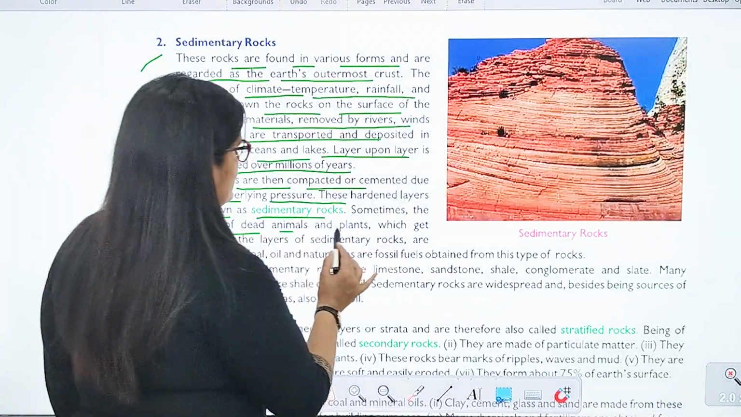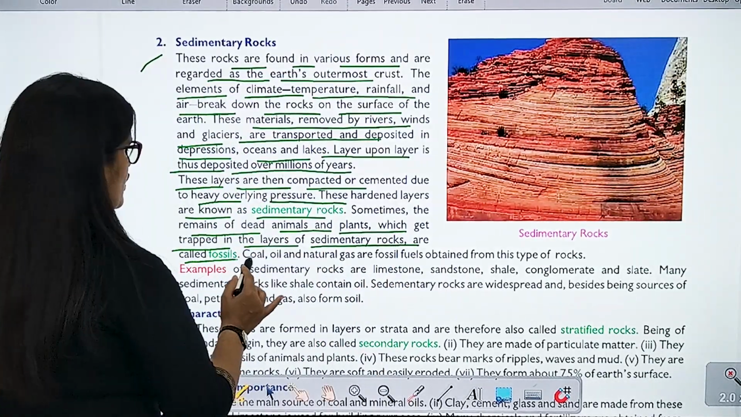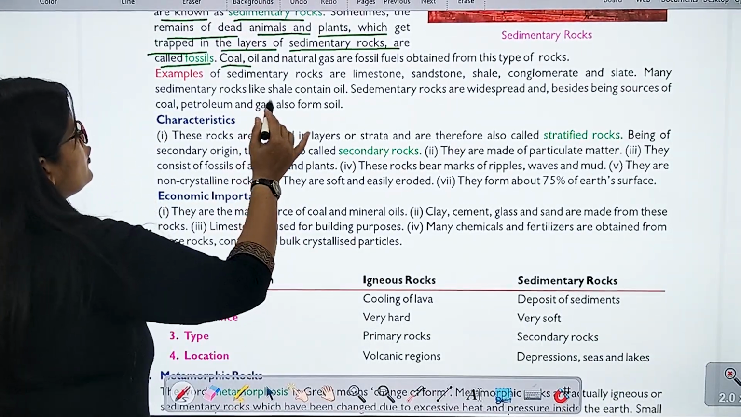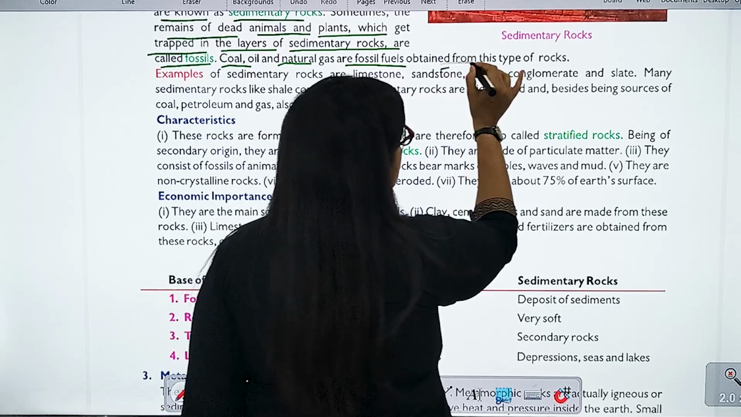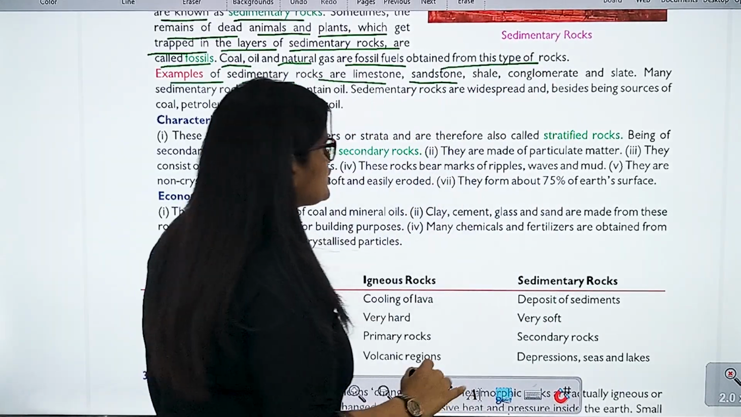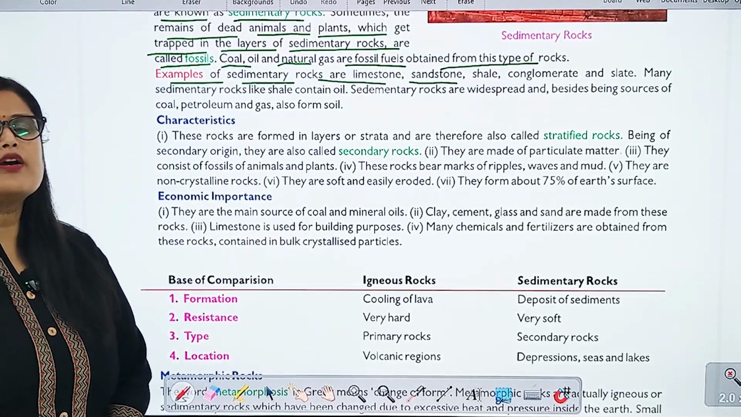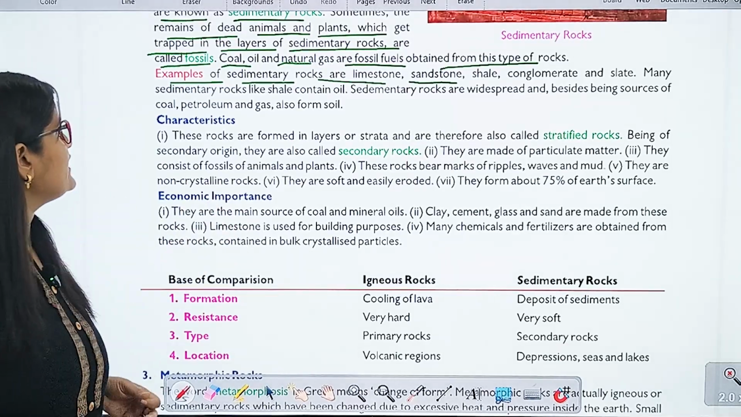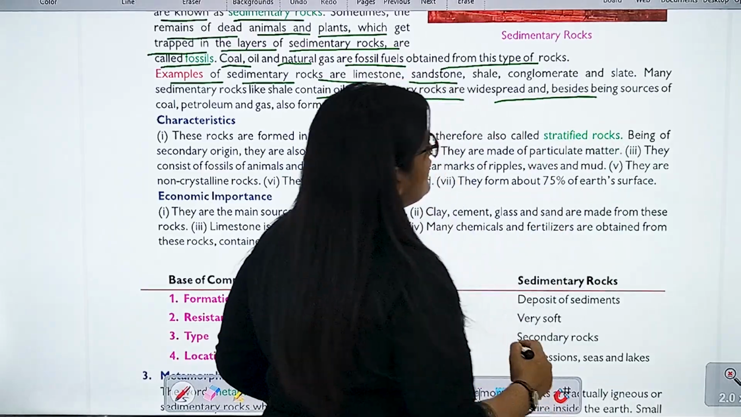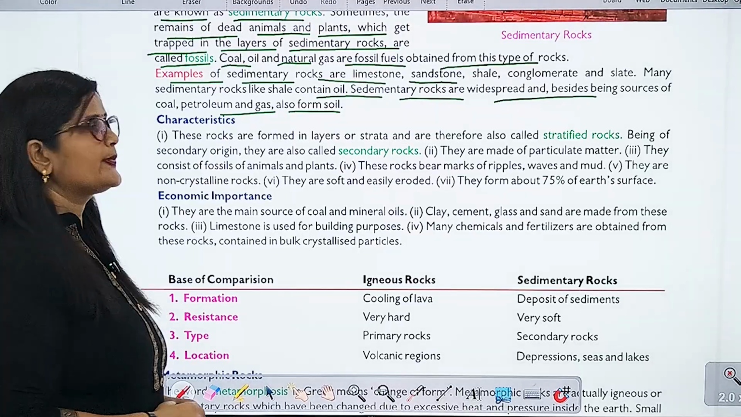Sometimes the remains of dead animals and plants which get trapped in the layers of sedimentary rocks are called fossils. Coal, oil, and natural gas are fossil fuels obtained from this type of rocks. Examples of sedimentary rocks are limestone, sandstone, shale, conglomerate, and slate. ये रॉक है सारे, उसके टाइप्स ऑफ रॉक्स हैं. Many sedimentary rocks like shale contain oil. Sedimentary rocks are widespread and besides being a source of coal, petroleum, and gas, also form soil.